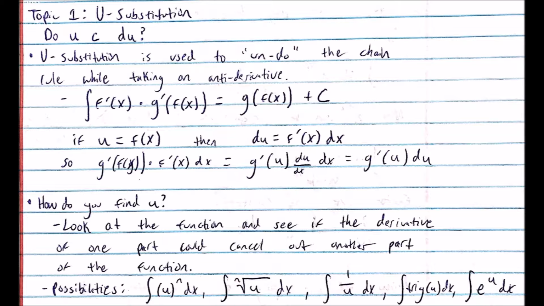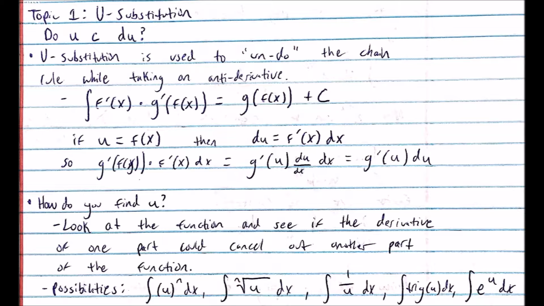If u equals f of x, then du equals f prime of x dx, which makes sense. So therefore, g prime of f of x times f prime of x dx equals g prime of u du, which is equal to g prime of u du. So that's just a lot of messiness to understand that you're basically undoing the chain rule when you're using u substitution. So the most important thing with u substitution is finding u.